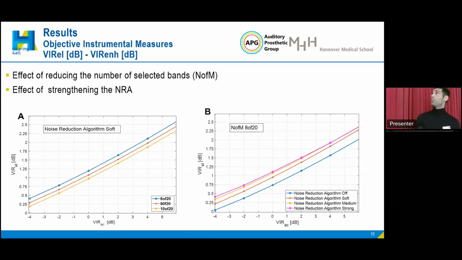Panel B on the right side shows the effects of the noise reduction algorithm, four different settings including soft, medium, and strong, on the vocals to instrument ratios. Horizontal axis the same, vertical axis the same, VIR electric. What we see here is that strengthening the noise reduction algorithm emphasizes the vocal, meaning it enhances the vocals to instrument ratio electrically.